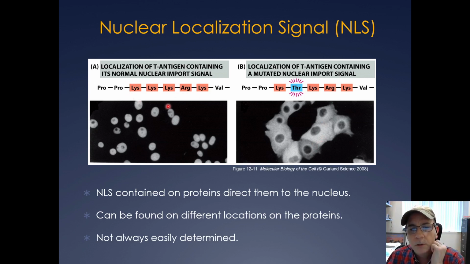Okay, but sometimes they're a little bit more complicated than that, and oftentimes they occur as patches on a protein. So it's not always readily apparent what proteins have a nuclear localization sequence and which ones don't, just by looking at the amino acid sequence of the protein.